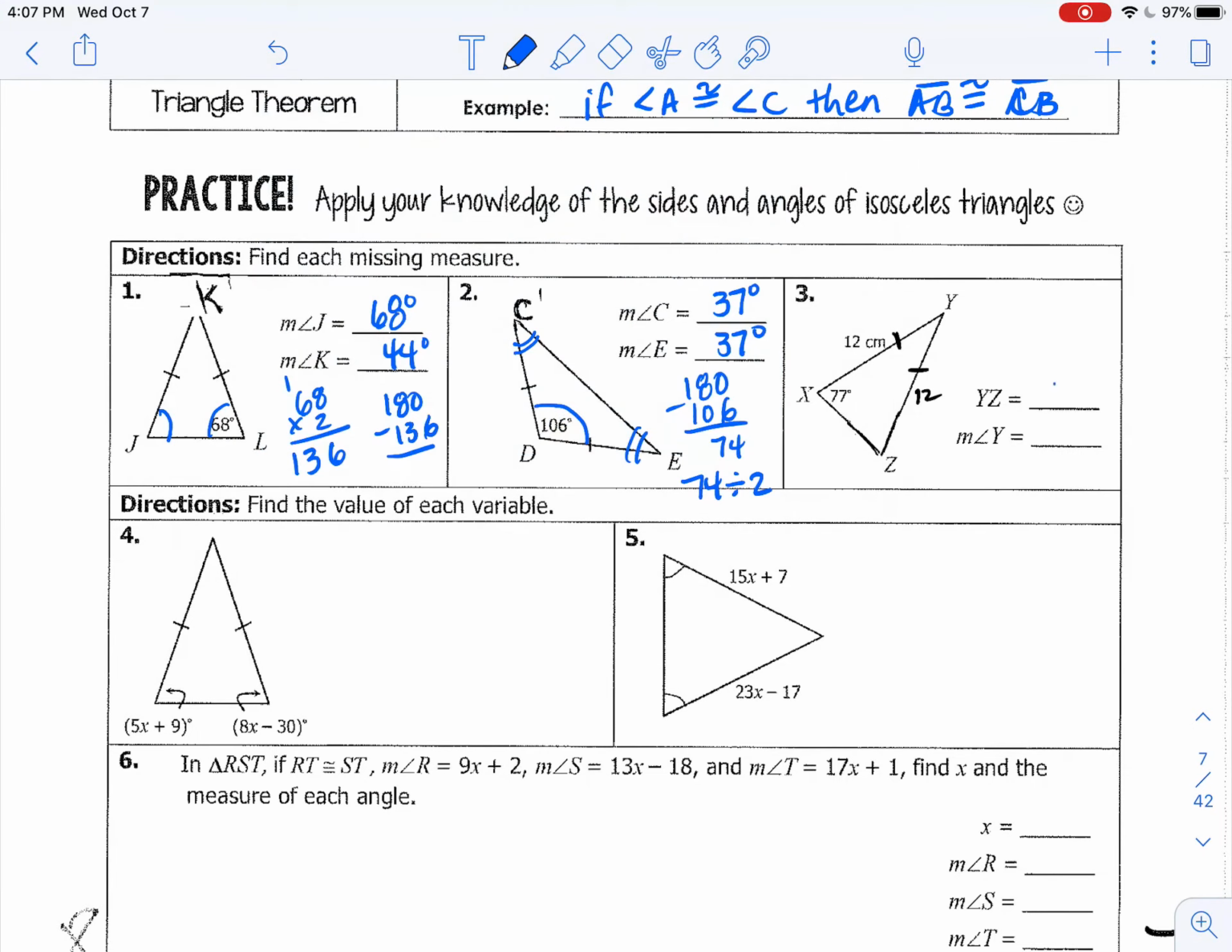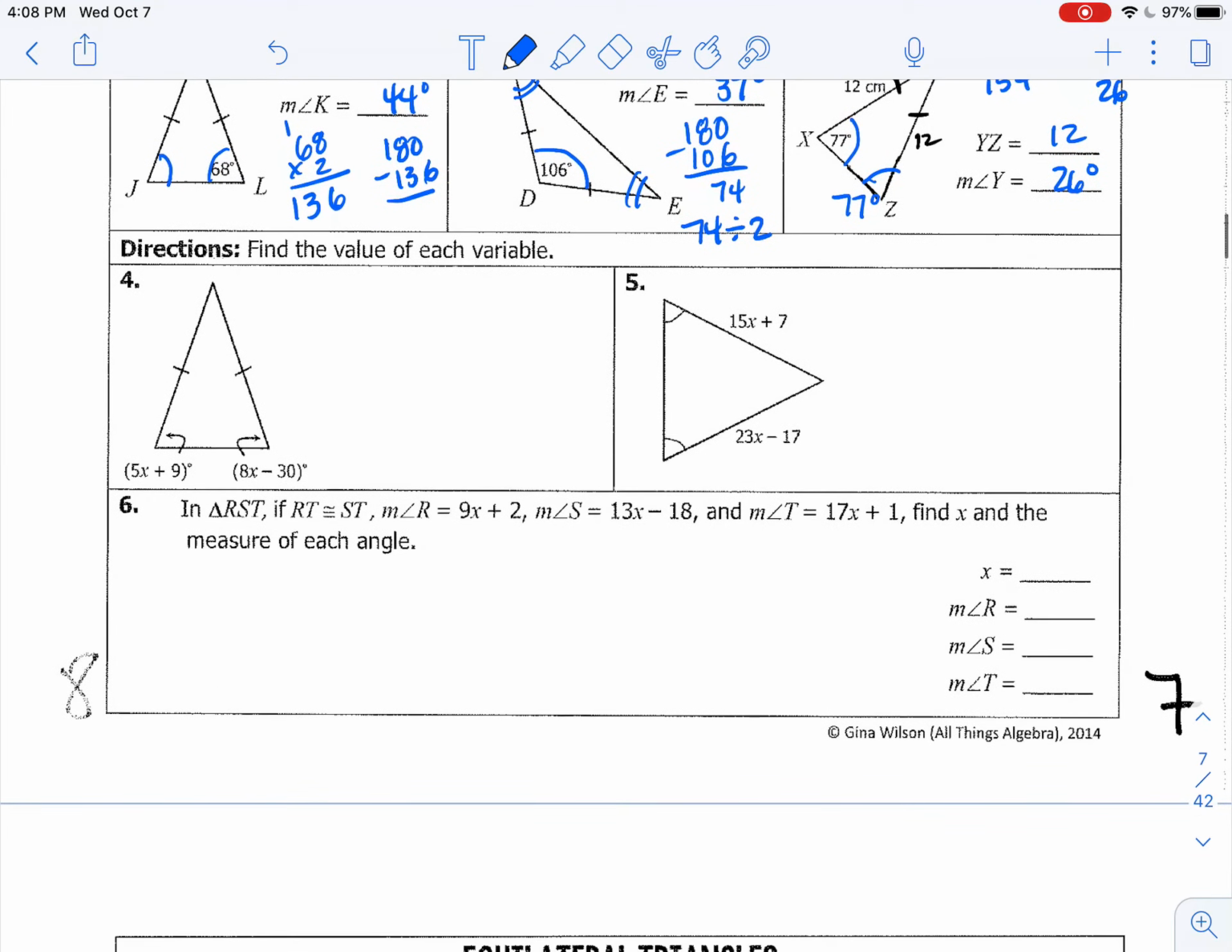Y is 12, so YZ is also 12. And if 77 is a base angle, then angle Z is also going to be 77. Now the question's asking for angle Y. That's the vertex angle. So let's multiply 77 times 2. That's 154. And if I subtract that from 180, I believe that's going to give you 26 degrees.